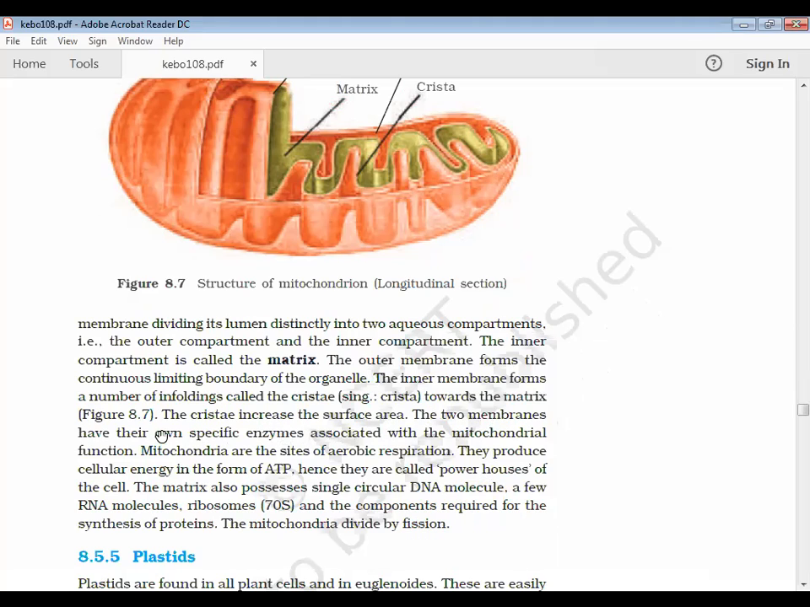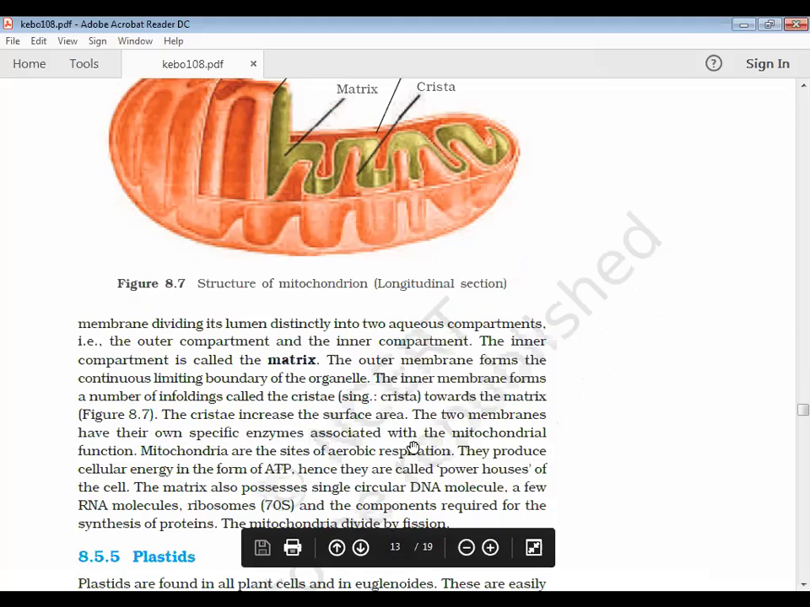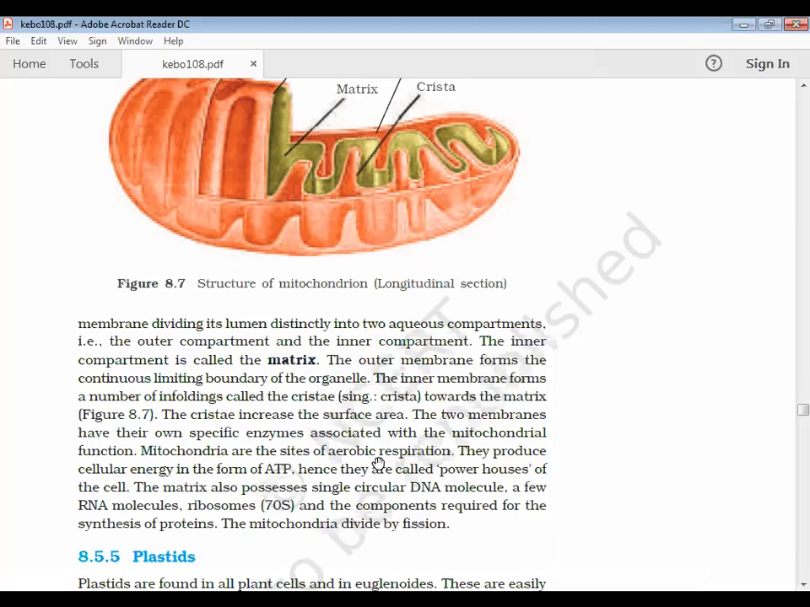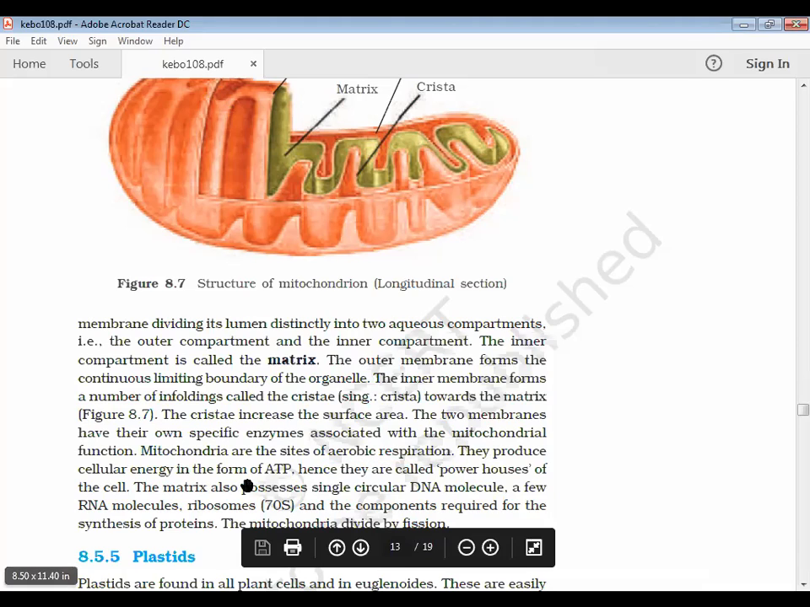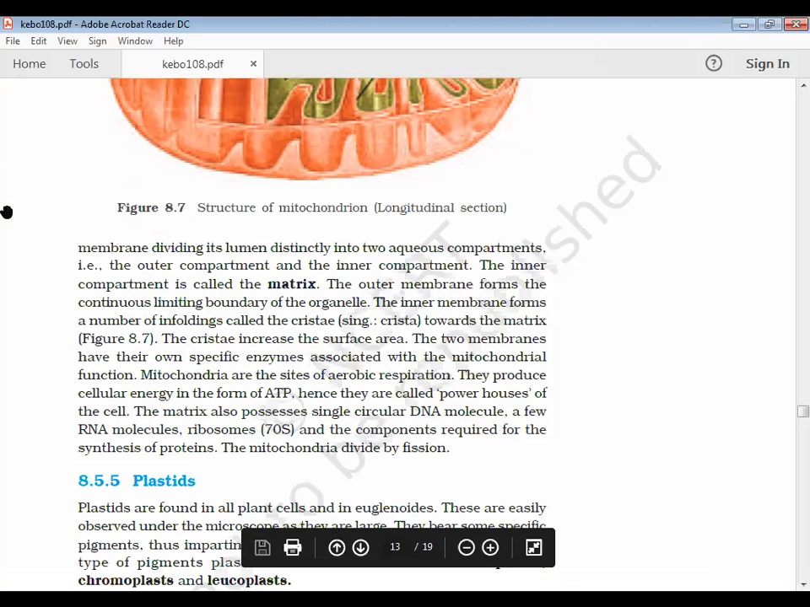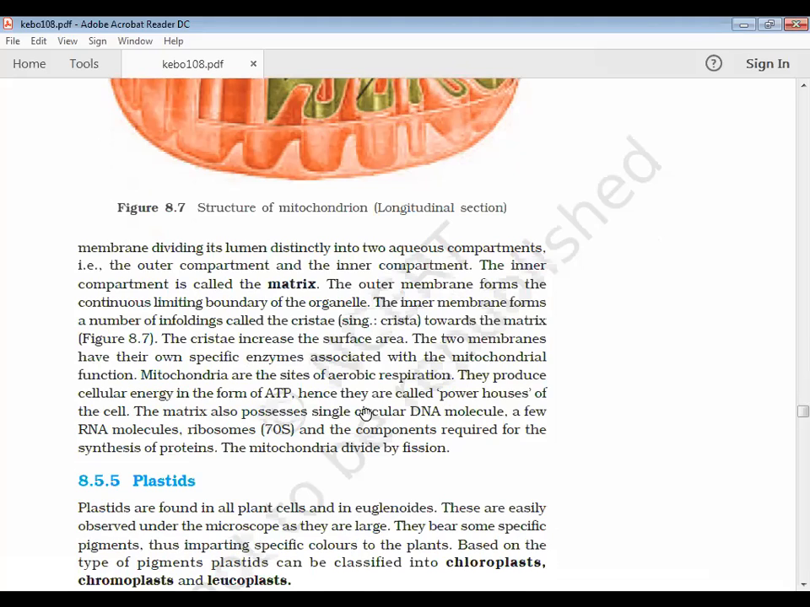The two membranes, outer membrane and inner membrane, have their own specific enzymes associated with mitochondrial function. Mitochondria are the sites of aerobic respiration. They produce cellular energy in the form of ATP. Hence, they are called powerhouses of the cell.